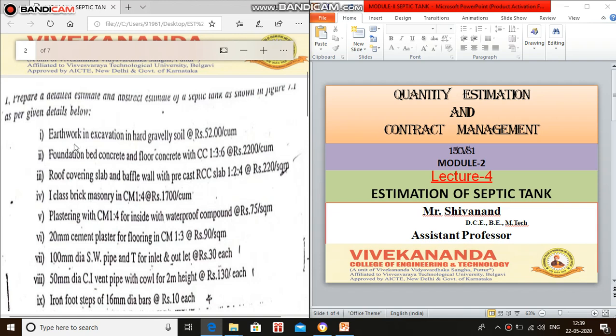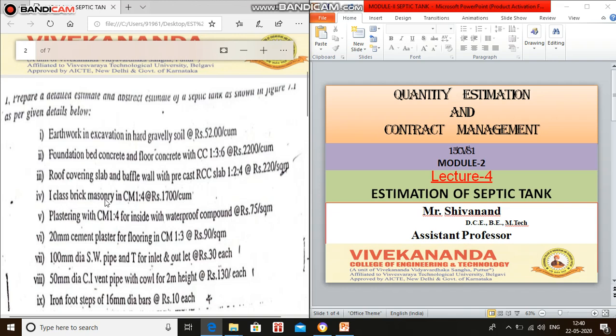So here, earthwork in excavation in hard gravelly soil at rupees 52 per meter cube. Second one, foundation bed concrete and floor concrete with cement concrete 1:3:6 at rupees 2200 per cubic meter. Third one, roof covering slab and baffle wall with precast RCC slab 1:2:4 at rupees 220 per square meter.